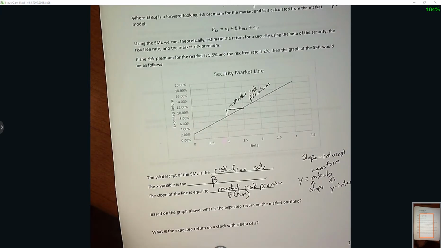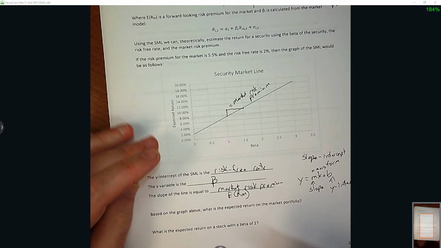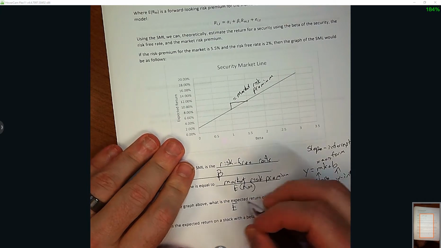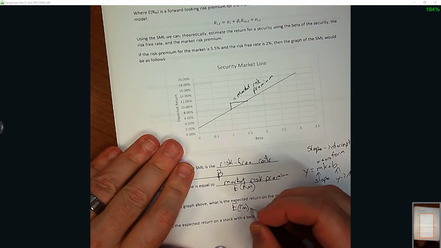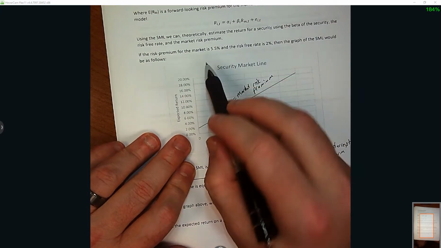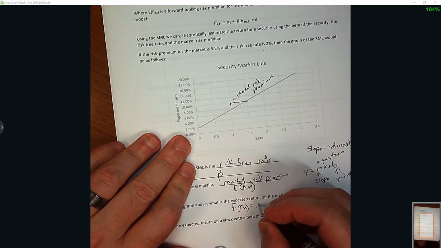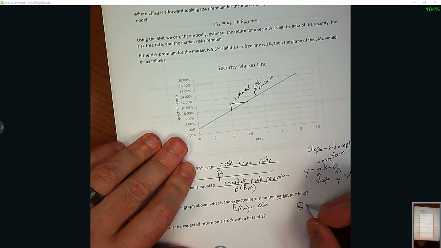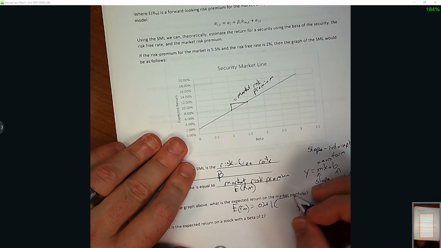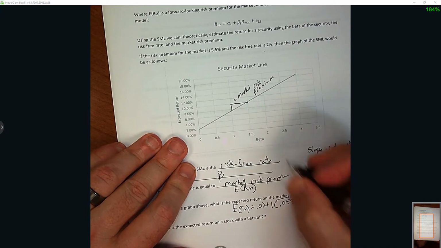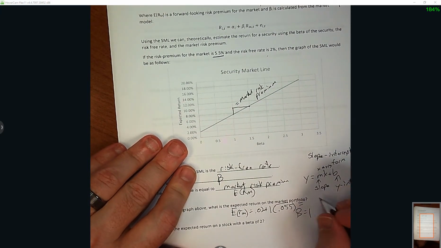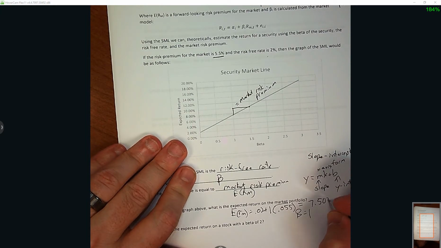All right, so based on the graph above, what is the expected return on the market portfolio? So we're going to take the expected return, our little r_m, is equal to the risk-free rate of 2%, 0.02, plus, so for the market, beta is equal to 1. It's going to be 1 multiplied by 0.055, which is the market risk premium of 5.5%. So that's going to give us an answer of 7.5%, which is 0.075.